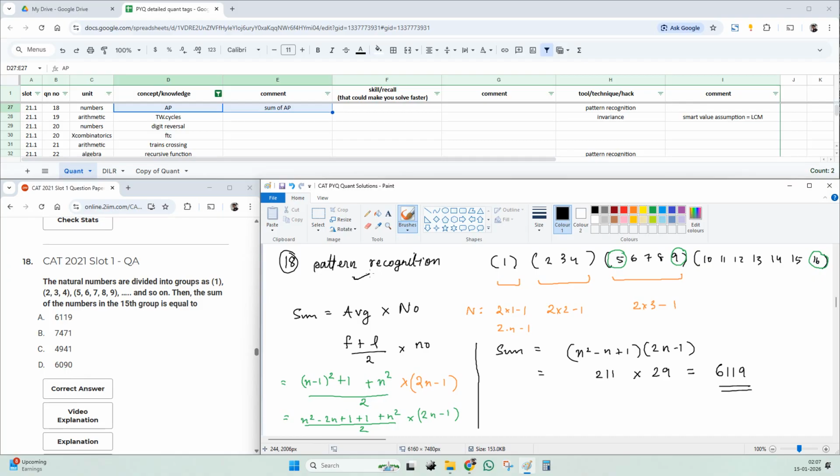So a bit of pattern recognition and just the one concept from AP. Average is first plus last term by 2, and the general sum from average formula.